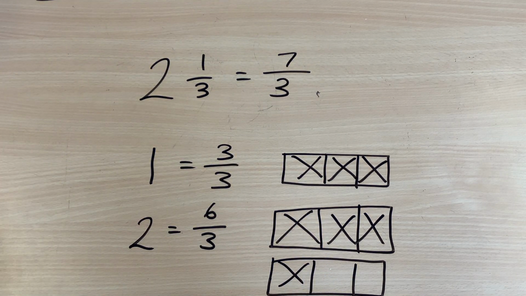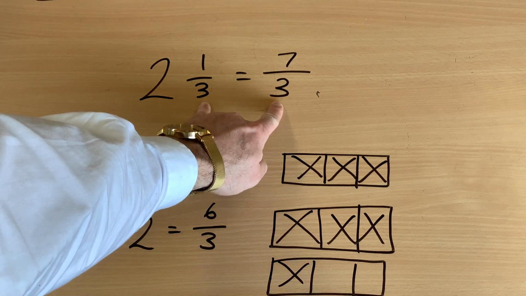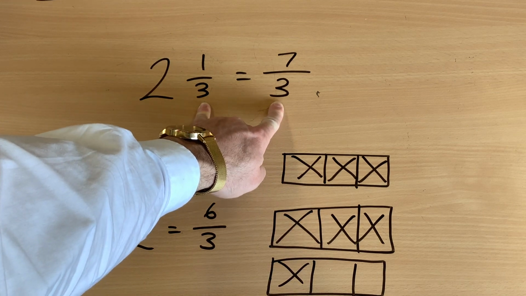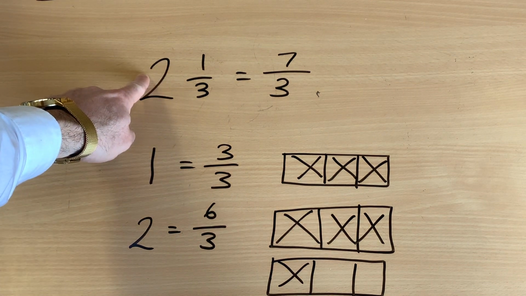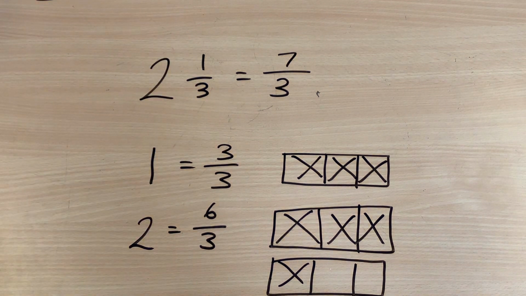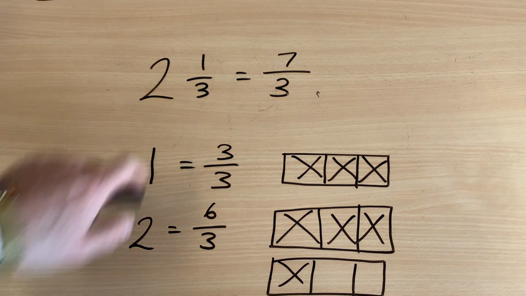Some of you might have noticed a relationship between these numbers here. Notice that the 3, the denominator, remains the same. And the 7 can be found quickly by doing 3 times 2 and then adding the 1. Now I'll show you how to do that the other way around, to convert an improper fraction back into a mixed number.